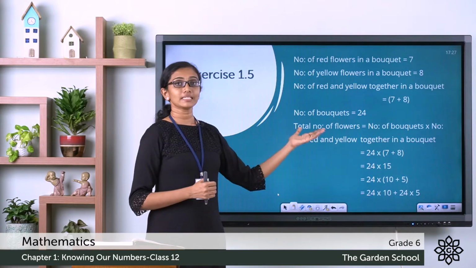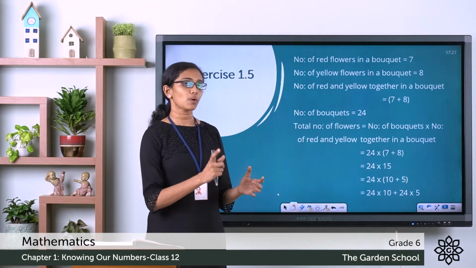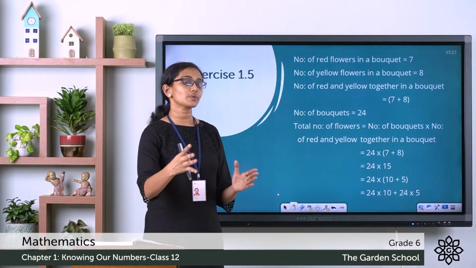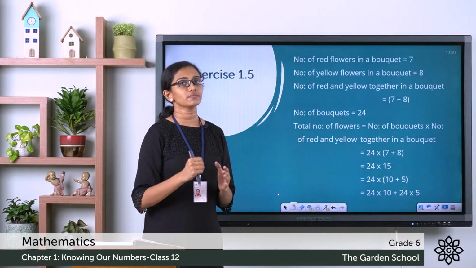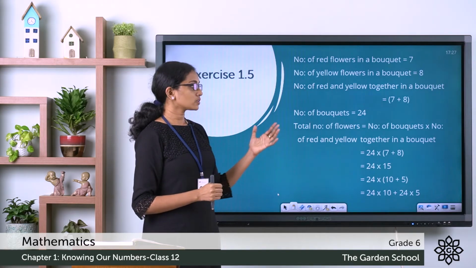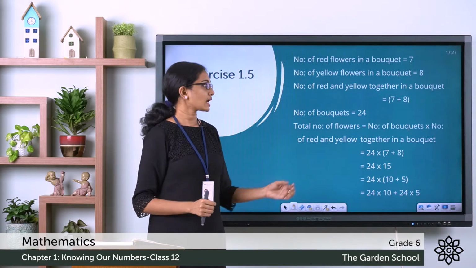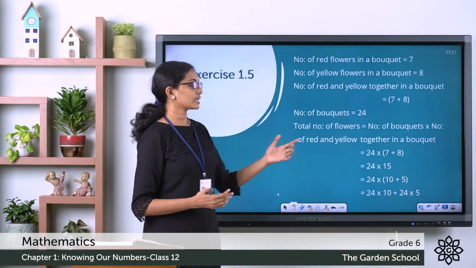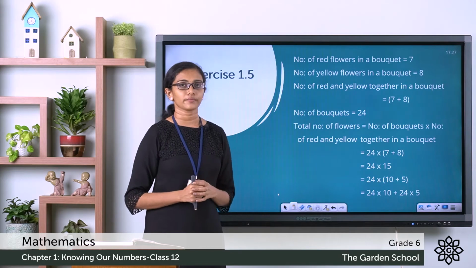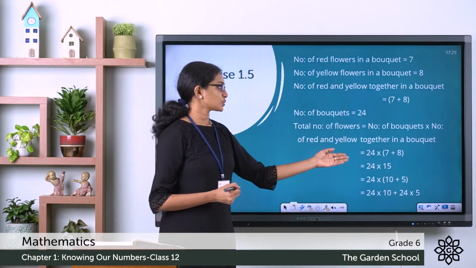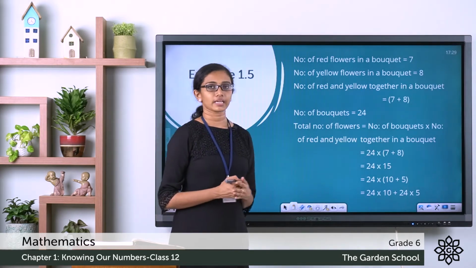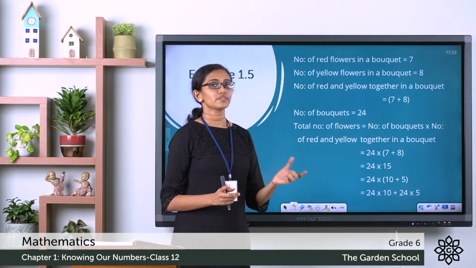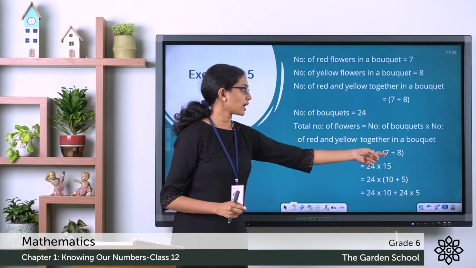We can multiply the number of bouquets. See, in one bouquet you have 7 plus 8 flowers. So that should be repeated 24 times to make 24 bouquets, right? So to find out the total number of flowers, you can multiply the number of bouquets by the number of red and yellow flowers together in one bouquet. So that means 24 × (7 + 8), the total number of bouquets times the number of red and yellow flowers together in one bouquet.